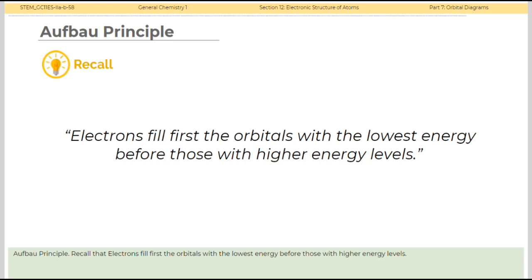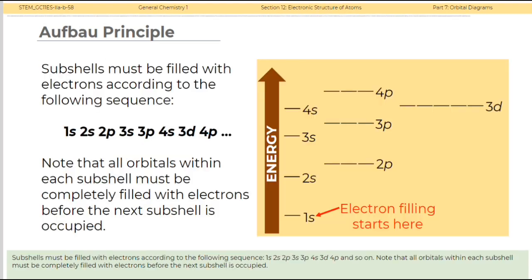First, Aufbau principle. Recall that electrons fill first the orbitals with the lowest energy before those with higher energy levels. Subshells must be filled with electrons according to the following sequence: 1s, 2s, 2p, 3s, 3p, 4s, 3d, 4p, and so on. Note that all orbitals within each subshell must be completely filled with electrons before the next subshell is occupied.